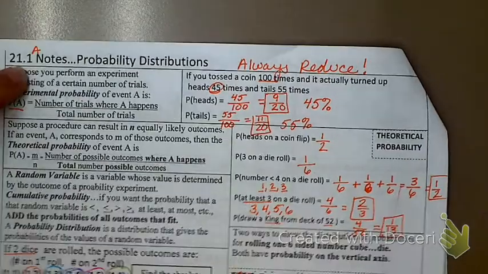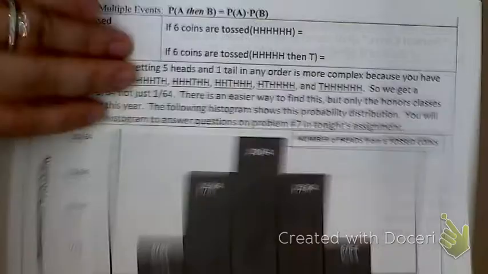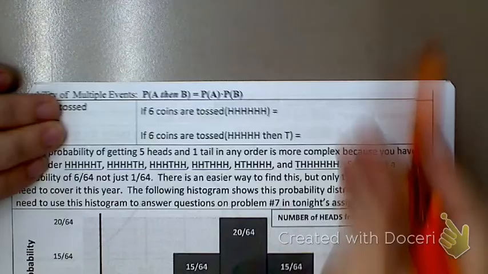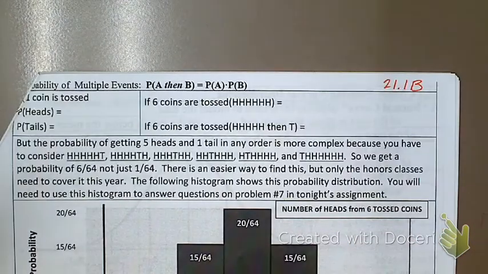Here we have day 2 of our 21.1 notes. So today we're going to call it 21.1b notes. More on probability distributions.